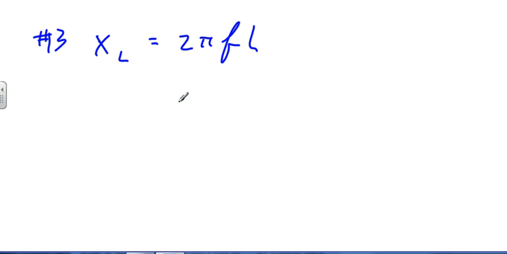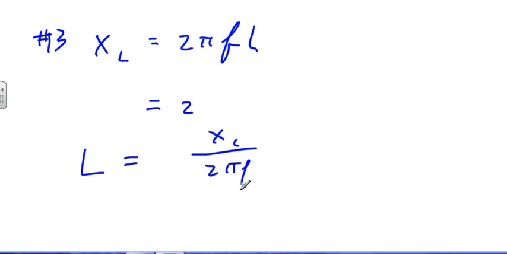Okay, so I guess we need to do 13 next. All right, so we'll do 13 next because it's an electronics problem. So X, the inductive reactance, is 2 pi FL. All right, so I got a 2, and I want to find L. All right, so I'm going to solve for L. L is going to be X of L over 2 pi F. All right, so I got 70 F of L. That's an L.